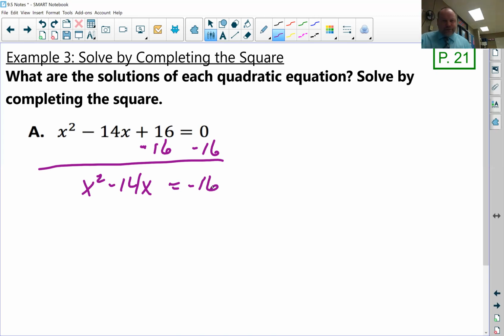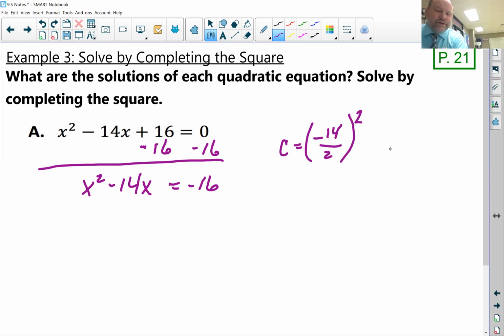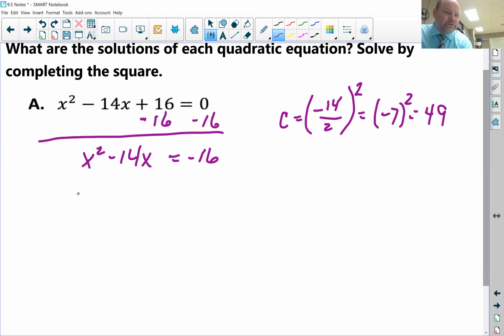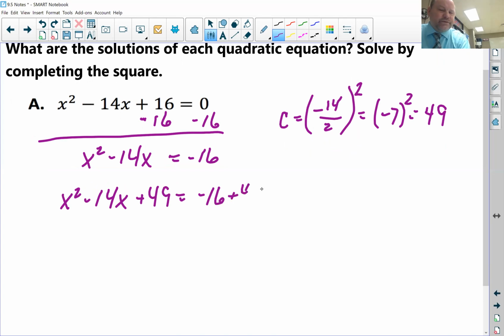All right. Now I'm going to figure out what my value for C is going to have to be by taking negative 14 divided by 2 and squaring it. Negative 14 divided by 2 is negative 7, and negative 7 squared is positive 49. So I have x squared minus 14x plus 49 equals negative 16 plus 49.